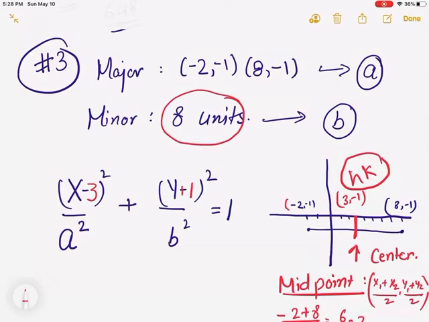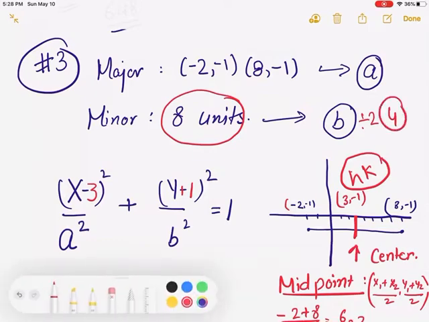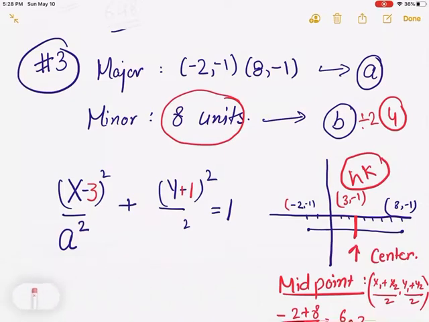So total length is 8. Half of that would be 4. And 4 squared would be in the equation. So this b squared, we already know, is going to be 16. All right, I have most of the stuff ready except a squared. What is that? Do we know how far we go on the x-axis? Since you already know the midpoint of this axis, you can literally count boxes on one side and square it. That could be one thing.